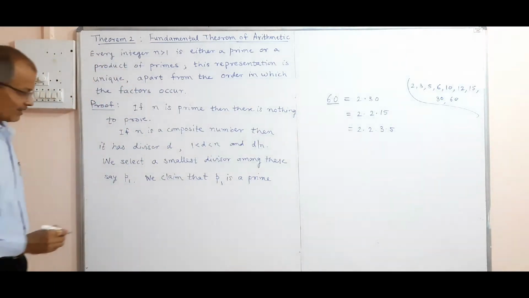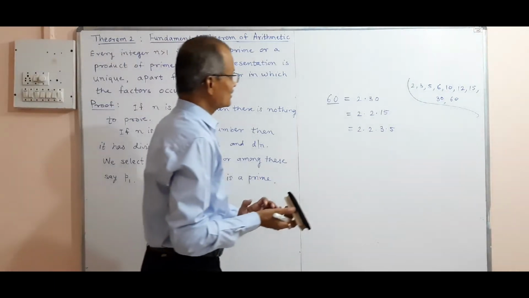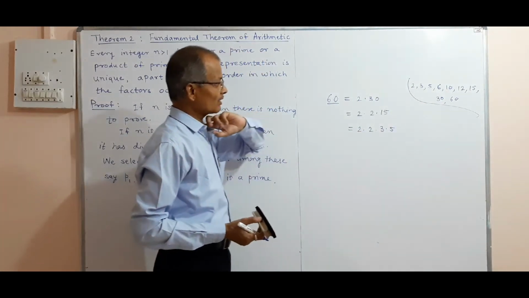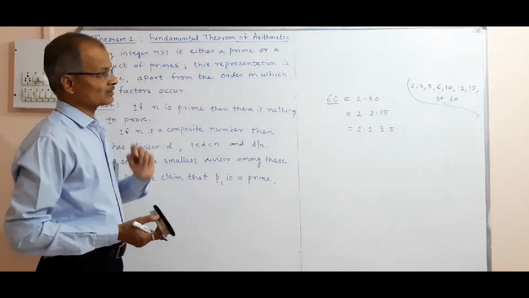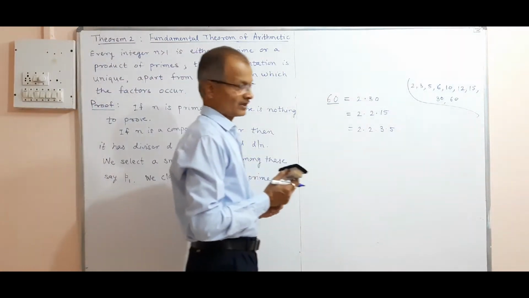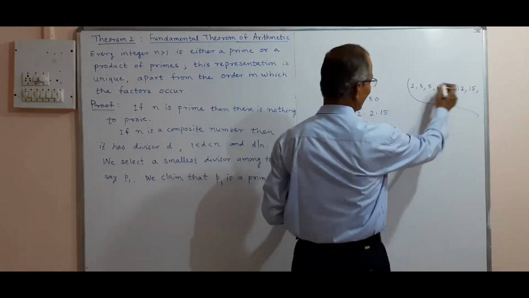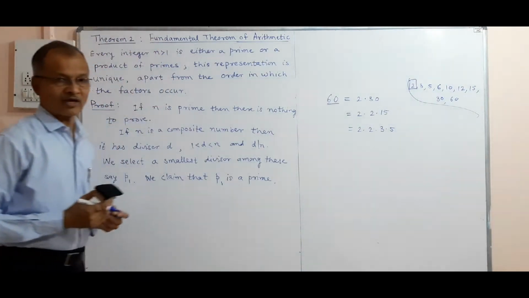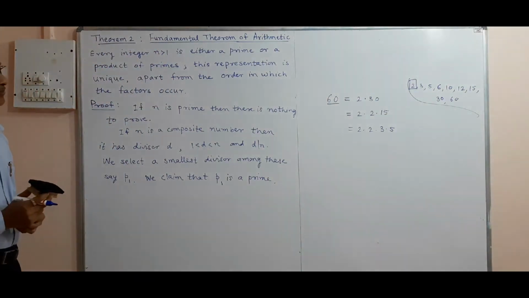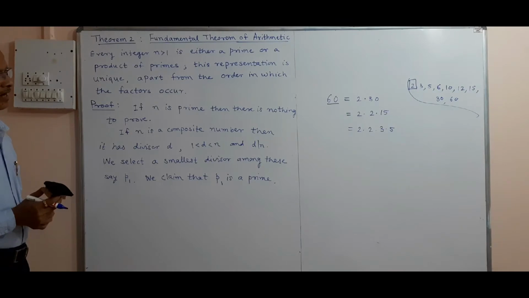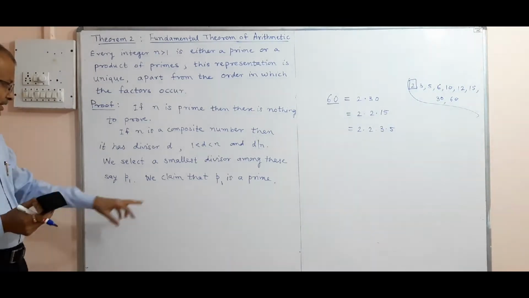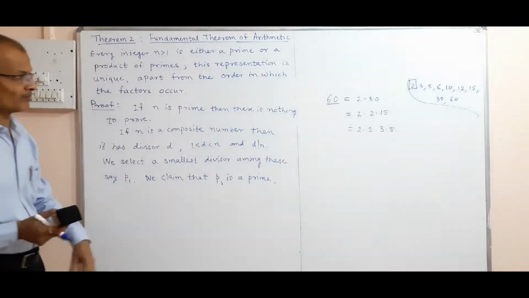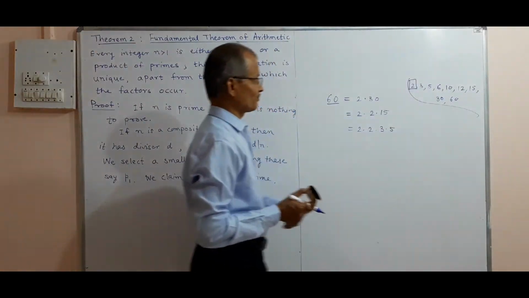Now you can observe here, 60 is the number, these are the divisors of 60. And you may see what is the smallest positive divisor of 60. We arrange them in increasing order, so therefore this is the smallest. This is the well ordering principle. We can order the positive integers and select the smallest. Suppose that is P1, and we now claim that P1 is prime. This 2 is a prime number.